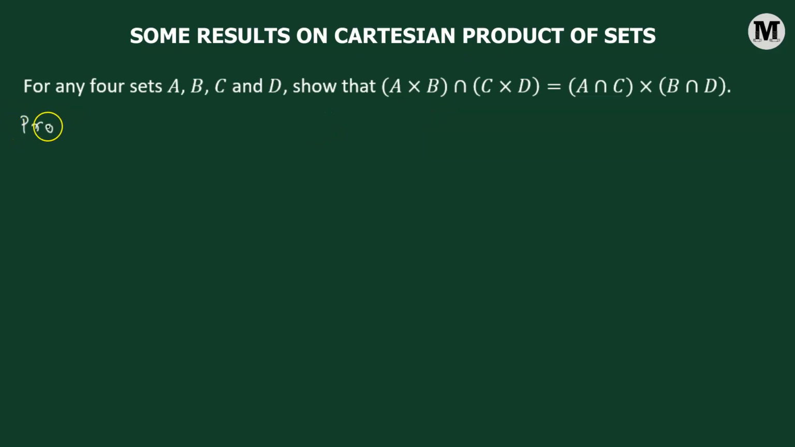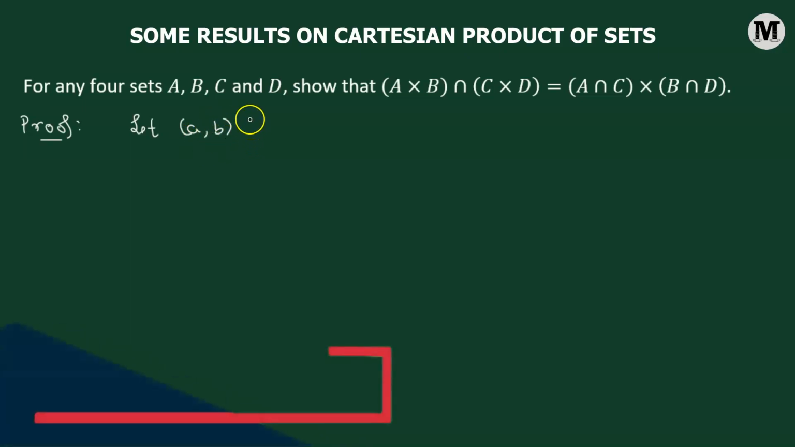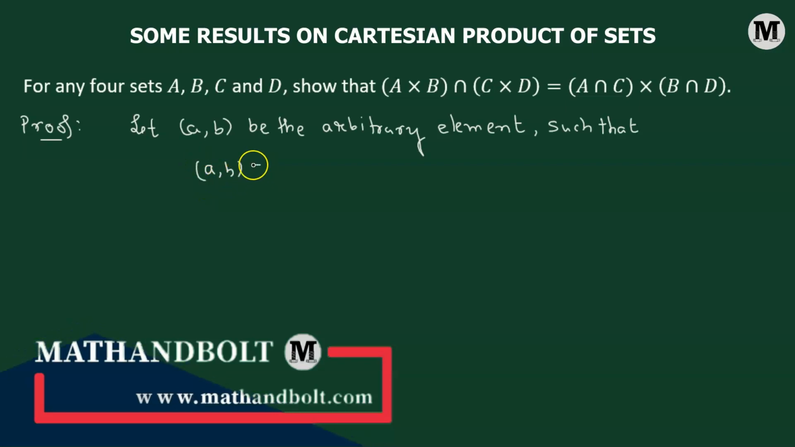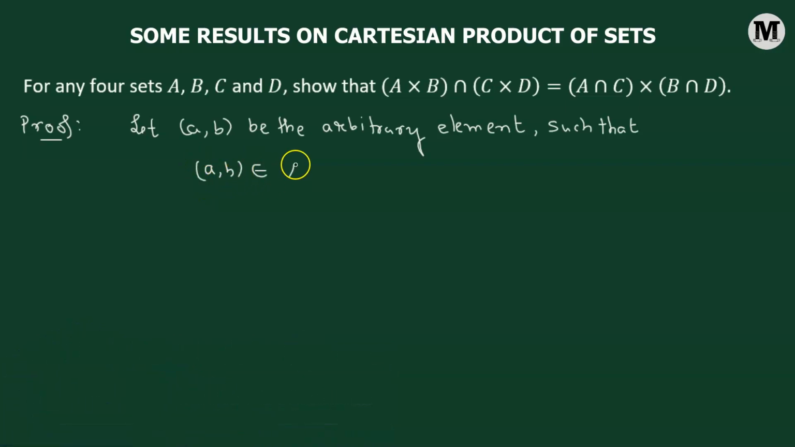So first, we'll have to consider an arbitrary element, and that arbitrary element is going to be represented by an ordered pair since we are working with Cartesian products. So let (a, b) be the arbitrary element, such that we suppose that the ordered pair (a, b) belongs to the Cartesian product of A and B intersection with the Cartesian product of C and D. This is an assumption we are considering.